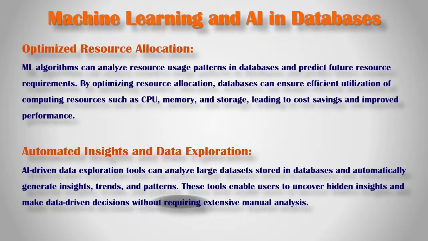Optimized resource allocation. ML algorithms can analyze resource usage patterns in databases and predict future resource requirements. By optimizing resource allocation, databases can ensure efficient utilization of computing resources such as CPU, memory, and storage, leading to cost savings and improved performance.